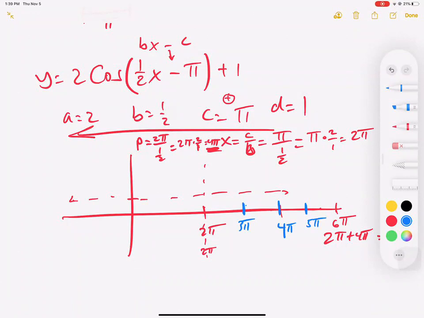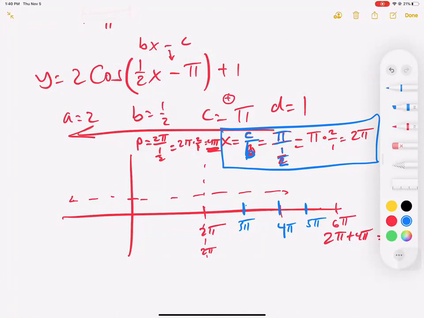Where did I get 2 pi and 4 pi? Okay, so x here is our starting value for c. This is our phase shift. And that's done by c over the letter b. So copy c over b. And that gives us 2 pi. That's how we got the starting value.